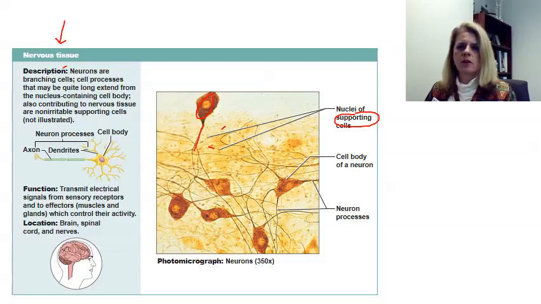If you were to look at a cartoon, this would be your cell body with your nucleus. It's got a receiving end where information comes into the cell and then it sends the information out this direction. Again, we'll talk about that in more detail later. But their function is to transmit electrical signals. This is the way our nervous system works. We transmit electricity through our nervous system, and that goes out to your muscles and your glands and causes things to occur. Maybe it causes a muscle to contract or a gland to secrete something. And we find nervous tissue in our brain, our spinal cord, and our nerves.